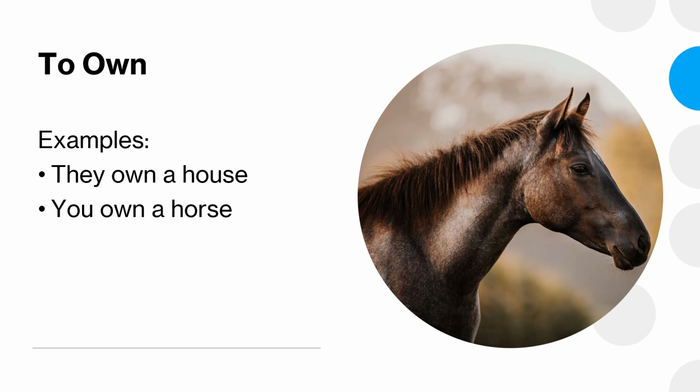They own a house. You own a horse. Remember, own also has the meaning of belonging. All right. The house is your house. The horse is your horse, or the horse belongs to them. All right. And let's look at the last verb of possession.